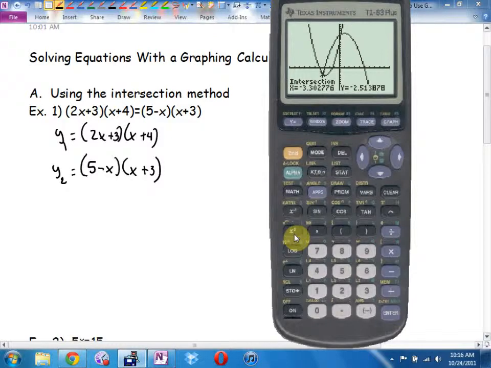Who can't get that? Now is the chance to ask. Okay? So you went second function, calculate already. And you chose intersection. And you hit first curve, enter. And second curve, enter. And it says guess on your screen in the bottom left corner. So just go left arrow, left arrow, left arrow until your cursor is fairly close to here. And when you're really close, hit enter. We get this.